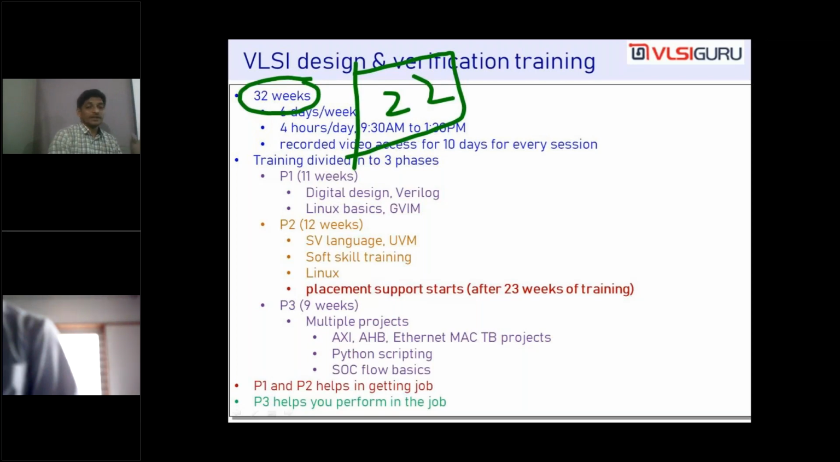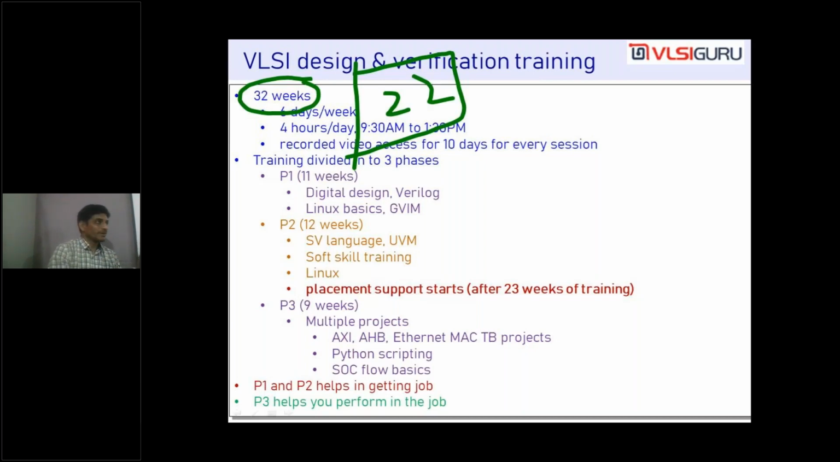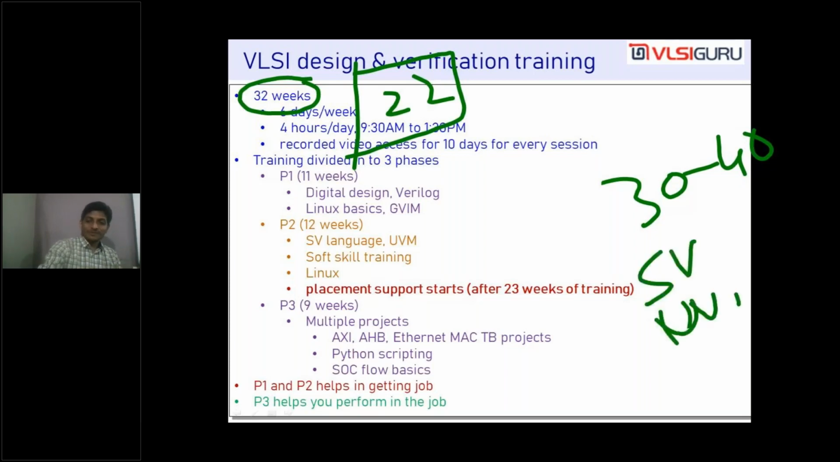I am engaged with some companies. I don't want to name the companies, where they have hired 30 to 40 people, and all of them are again undergoing SystemVerilog and UVM training with me. All 30, 40 have undergone training already, and it's a big company. When I say 30, 40, you know it's a big company, right? It's not going to be a small company. Again, all those 30, 40 people come to our institute and undergo training because they didn't learn the language properly.